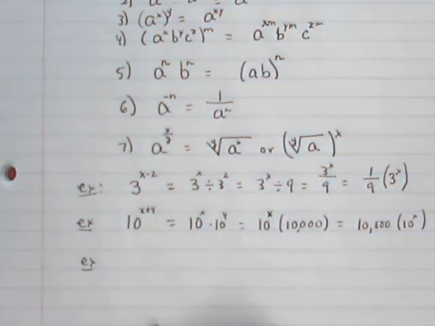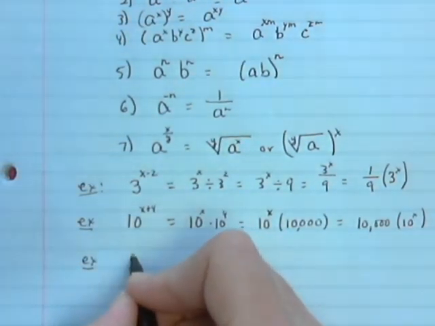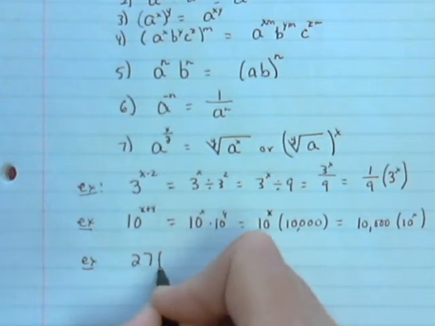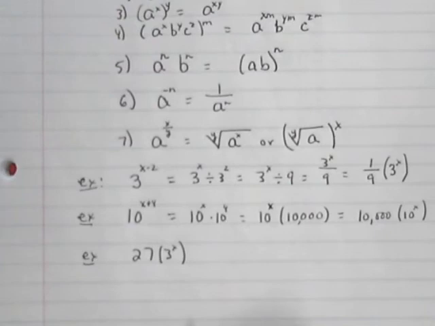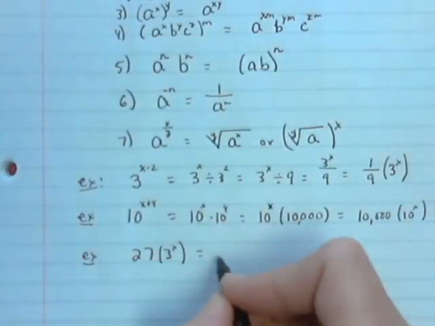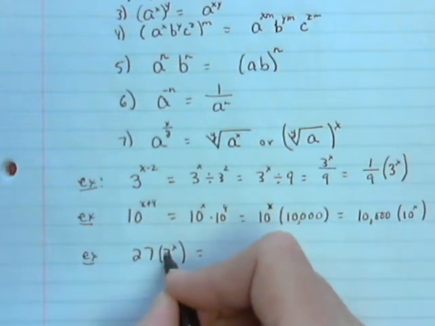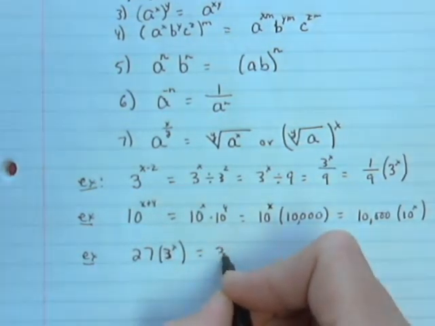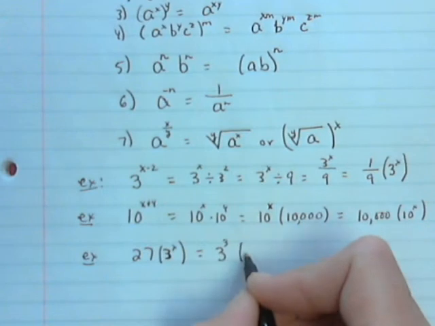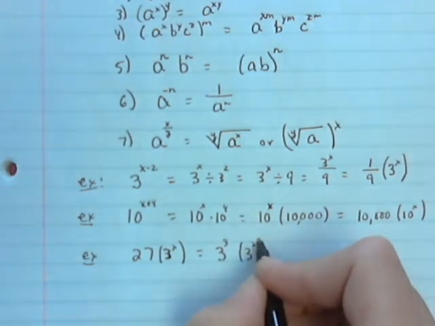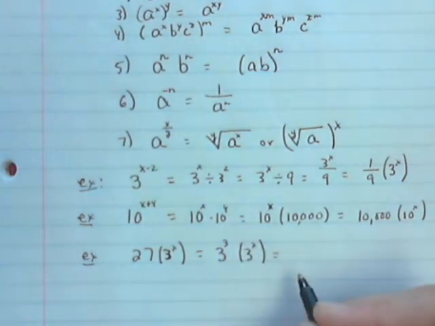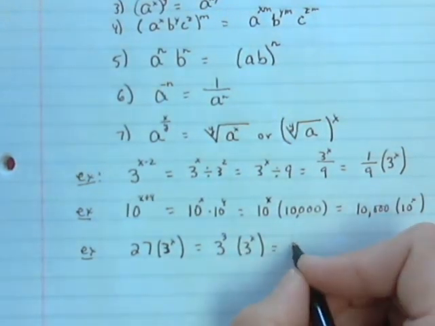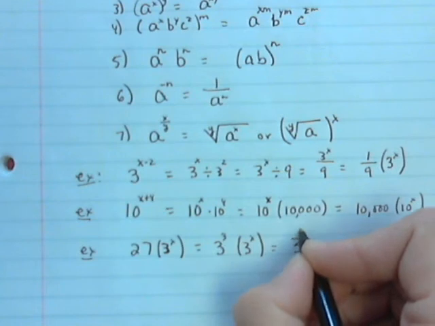Another example, let's say we have 27 times 3 to the x power. Let's work backwards and see if we can find an equivalent expression. Looking at this base of 3, I know 27 is 3 to the third power. So 3 to the third times 3 to the x. Then using the product rule, you just add the exponents when you're multiplying two expressions with the same base. So this becomes 3 to the x plus 3.